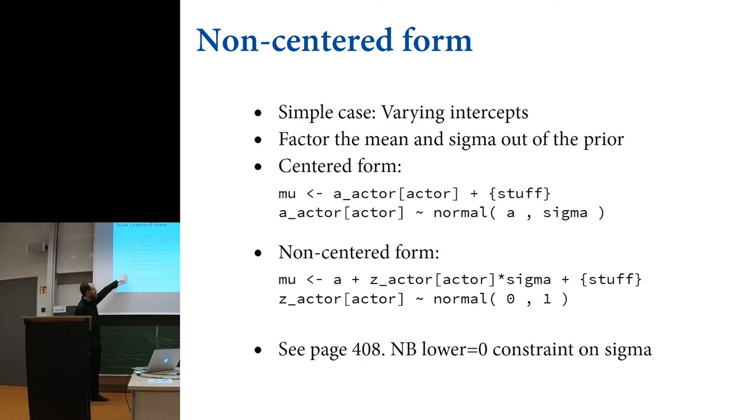Then the non-centered form, which is perfectly equivalent mathematically, looks like this. Now we take that A and we put it in the linear model. Yeah? You've already done this part, right? Then we have a Z subactor. Now a Z score to each actor, clustered on that actor, times sigma, plus your same stuff. The stuff is the same. And now your prior is Z actor clustered on actor is normal 0, 1. All of the parameters have come out of the prior, but these are the same model. Isn't math great? Don't you love it? Yeah, no.